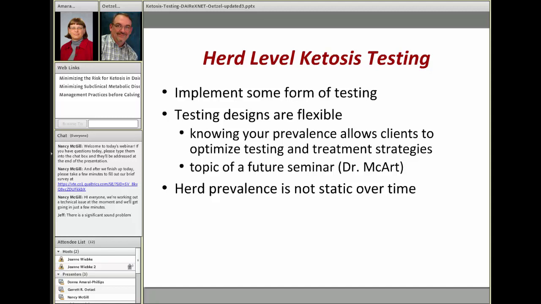So if I would put a summary on this, and Dr. McCart's going to talk a lot more about it, but for herds, let's implement some form of testing. Your testing designs need to be flexible. Knowing your prevalence allows you to optimize that. I would say that going into this, please be aware that herd prevalence is not static over time. A herd isn't a 5% or a 10% or 15% herd.